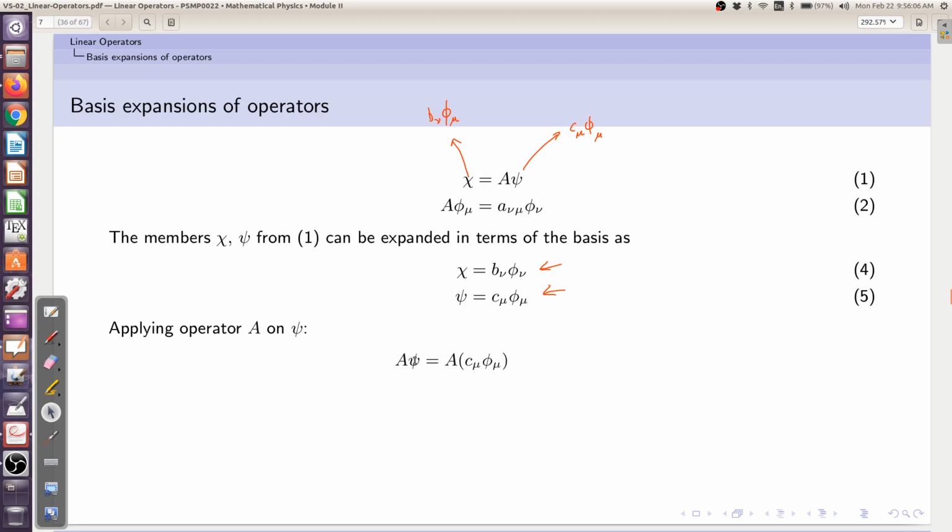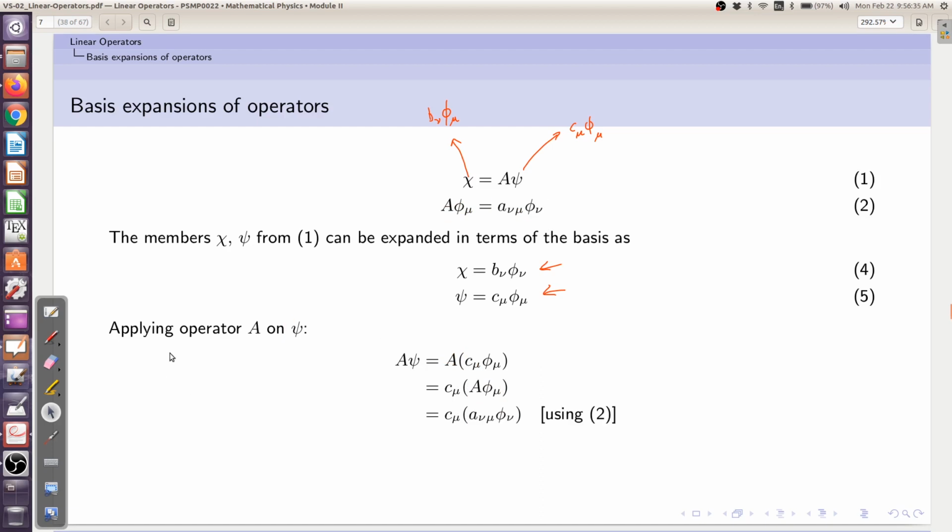So A, now this psi, we are expanding this in terms of the basis. So psi is equal to c mu phi mu, and this c mu, I could take this over here because it's a constant, one of the properties of linear operators. You could just take this constant outside. So A now operates directly on phi mu. And when A operates on phi mu, the result is this.